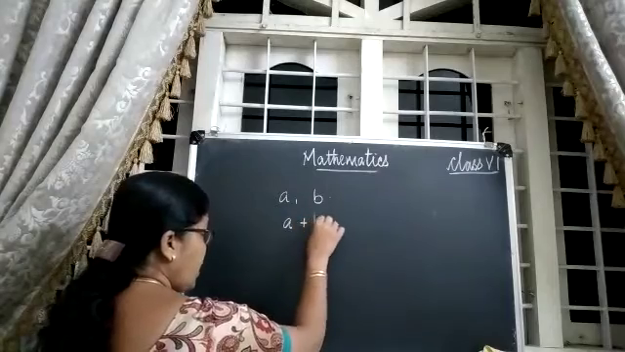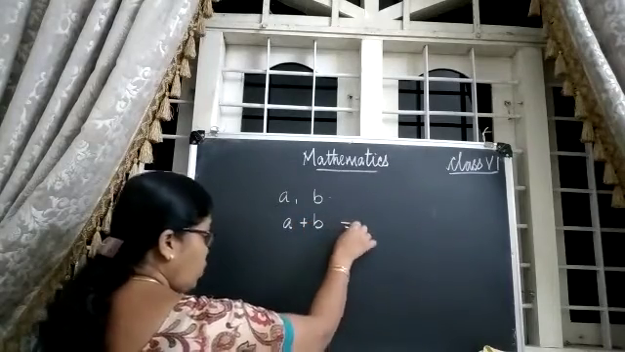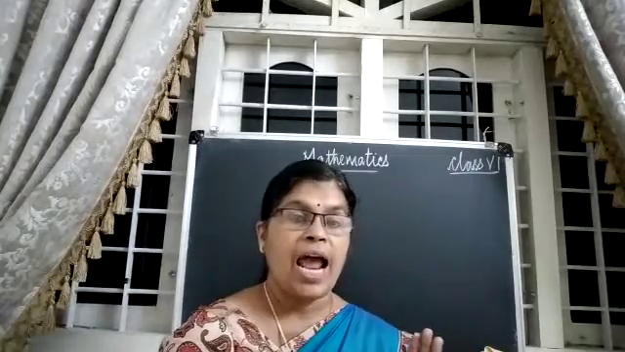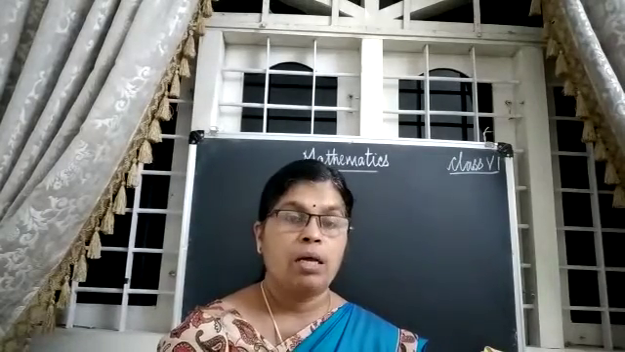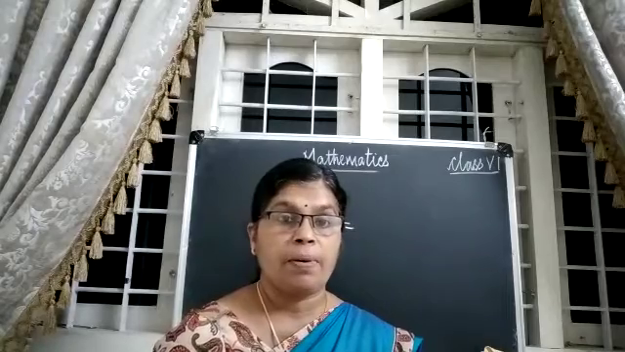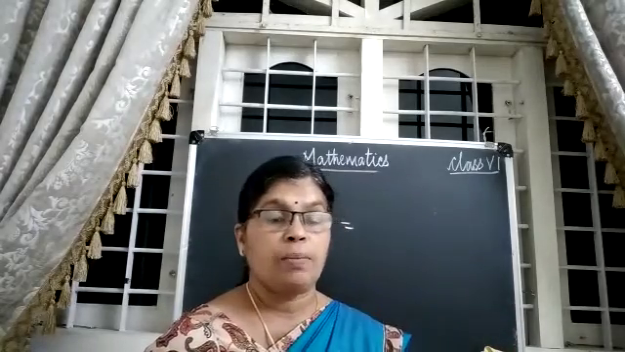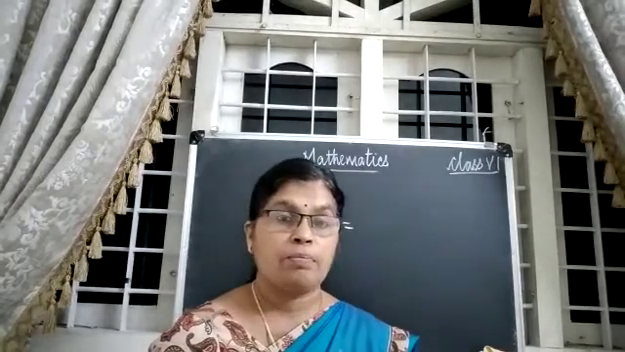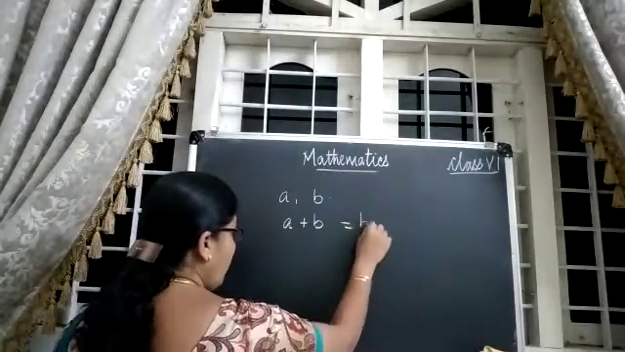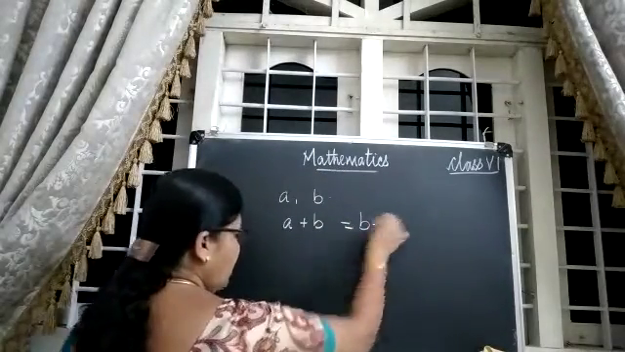So A plus B, and what does the commutative property say? That is, if two numbers are added in any order, the sum remains the same. That means 5 plus 3 equals 3 plus 5. If A and B are two numbers, how will you write? A plus B is equal to B plus A.